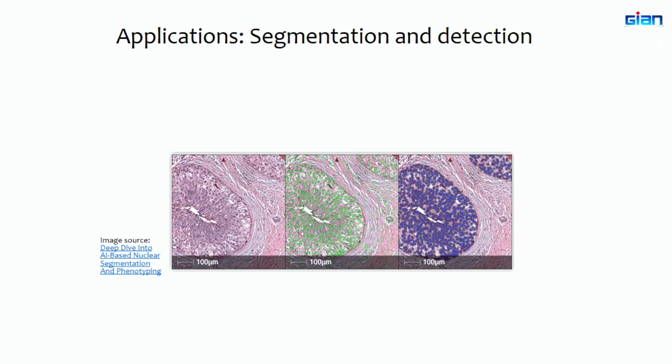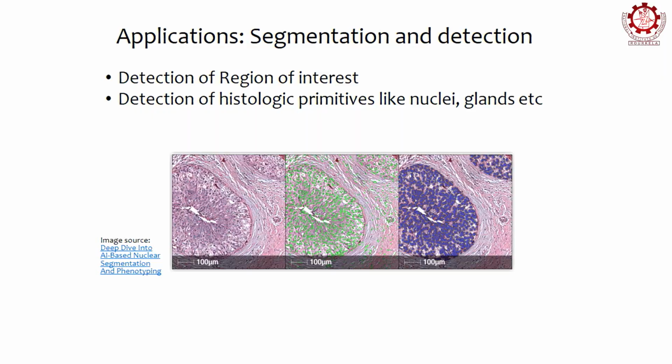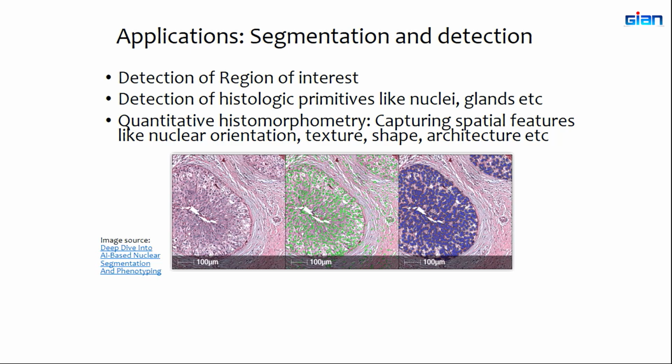Similar to radiology, you'll have different regions where you have tumors, interesting tissue, non-tumor tissue, epithelia, stroma, and different kinds of glands. All of these primitives are important for pathologists to understand. So you can train deep learning models to detect and segment these important regions of interest. Like I said, you can train models to detect primitives like nuclei, glands, and so on.